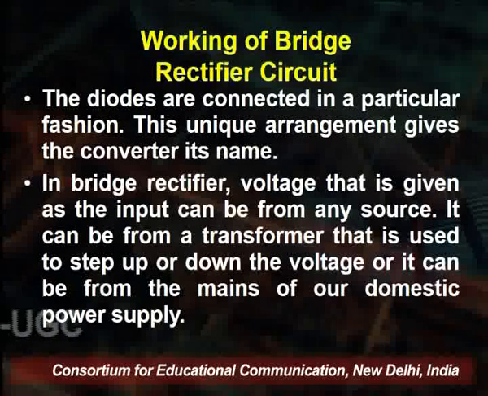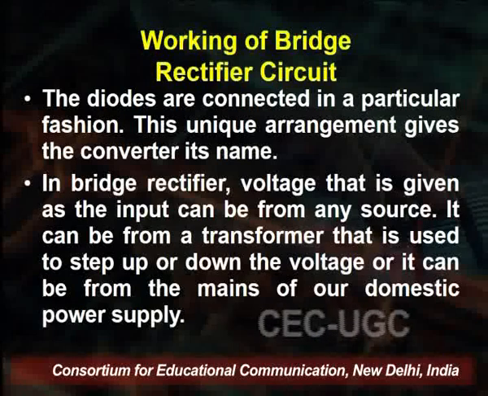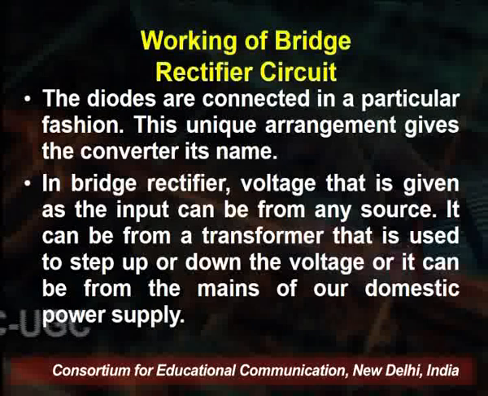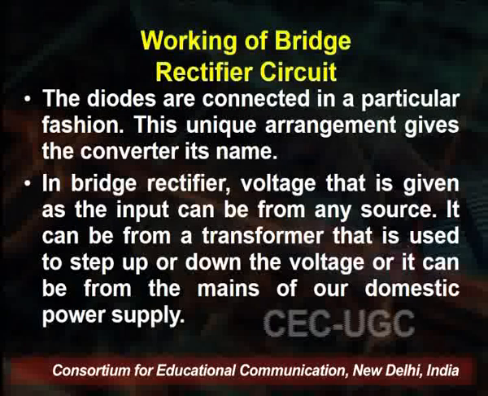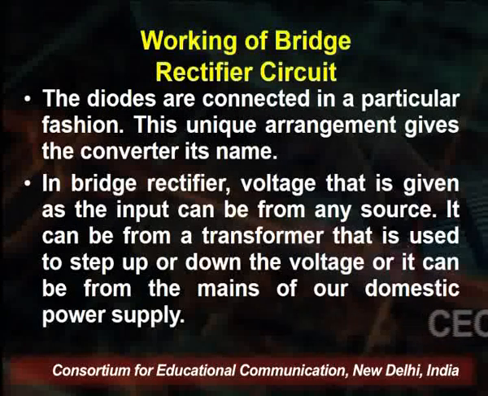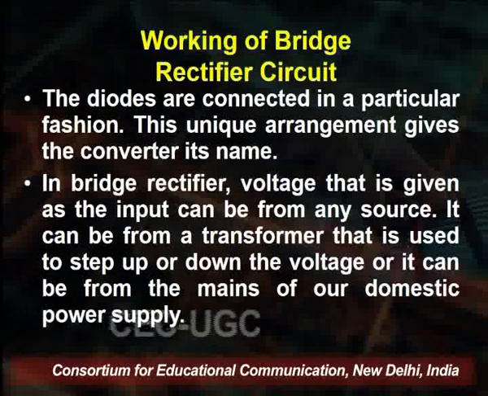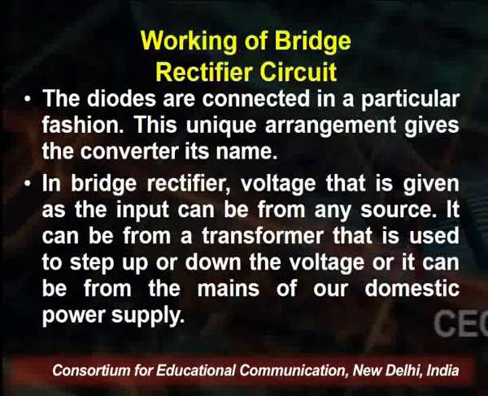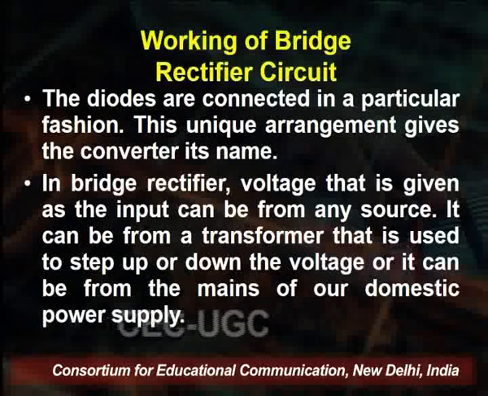Now if we discuss the working of the bridge rectifier, it contains a unique arrangement which makes it a converter. The diodes are connected in a particular fashion, as you have seen, D1, D2, D3 and D4 are arranged like a bridge. In the bridge rectifier, the input voltage can be from any source. The transformer is used to step up or step down the voltage, or the input can be from the mains of our domestic power supply.